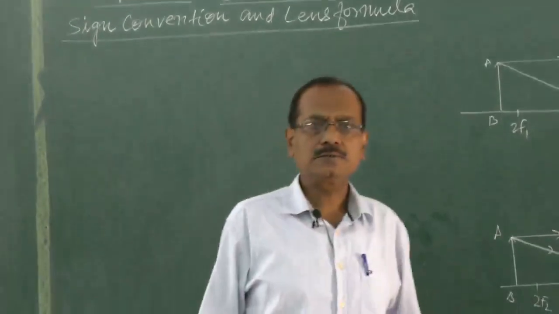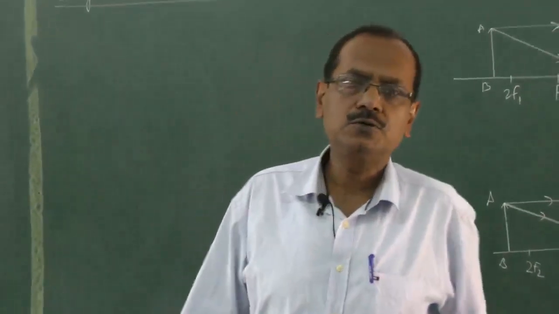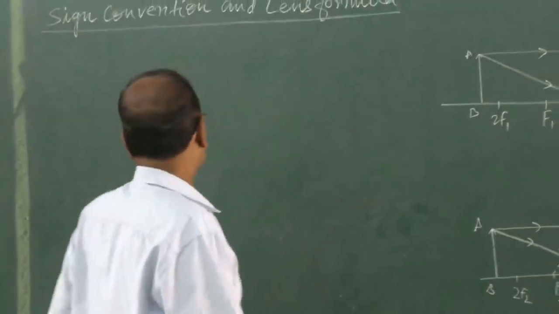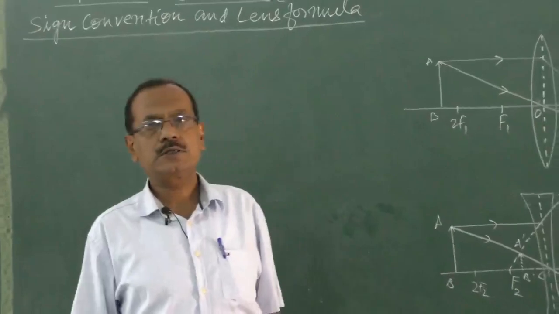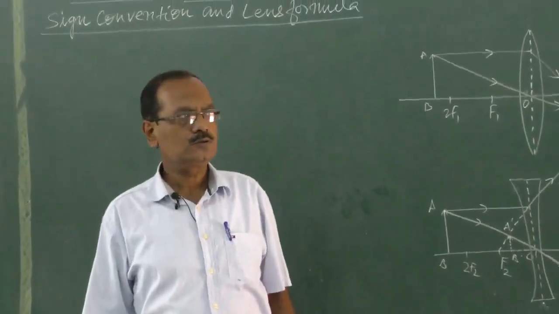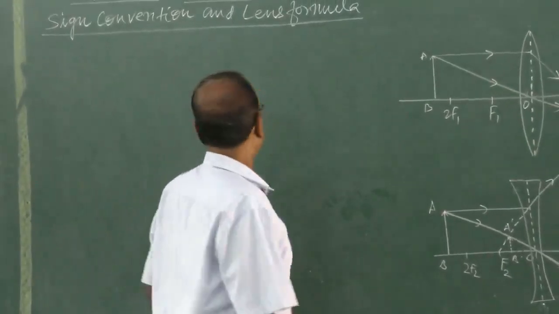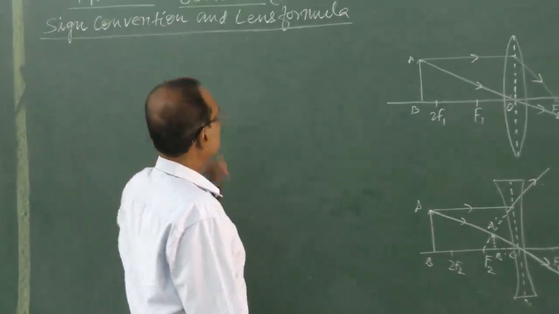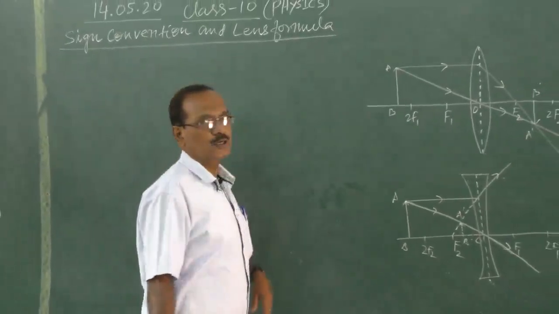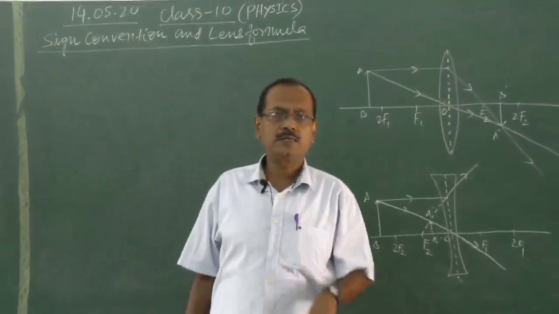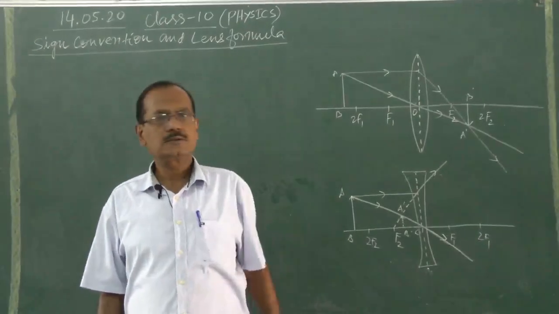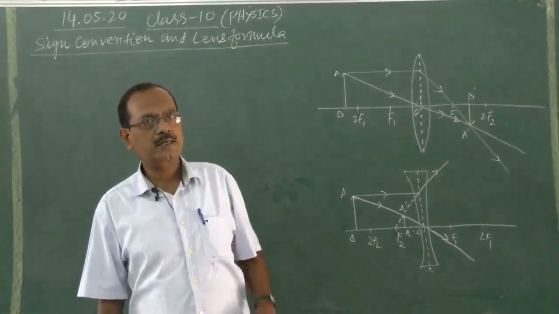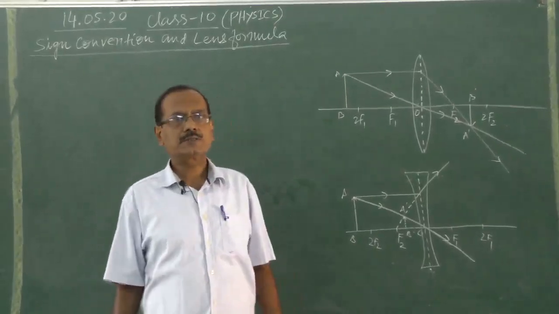Good morning, children. Today we will do sign convention and lens formula. No derivation required, so we will do. Now, in case of sign convention, the distance of object from the lens, distance of image, focal length, these all are taken with different sign.